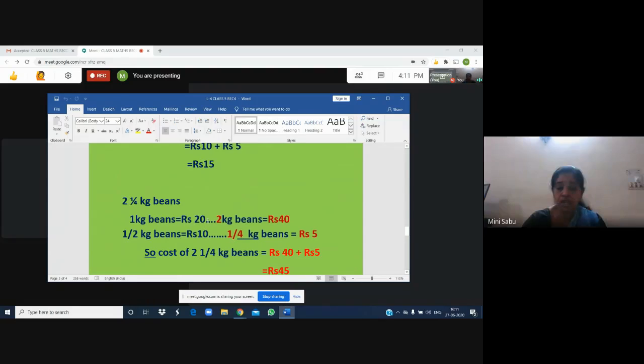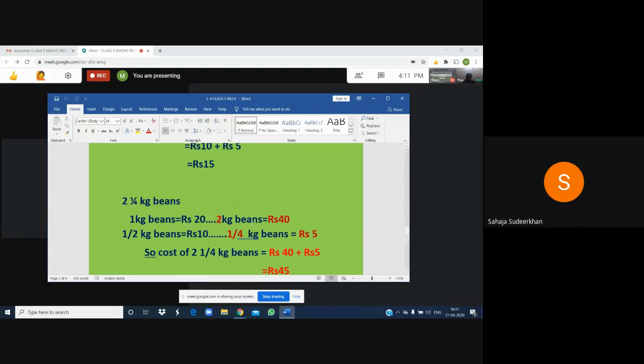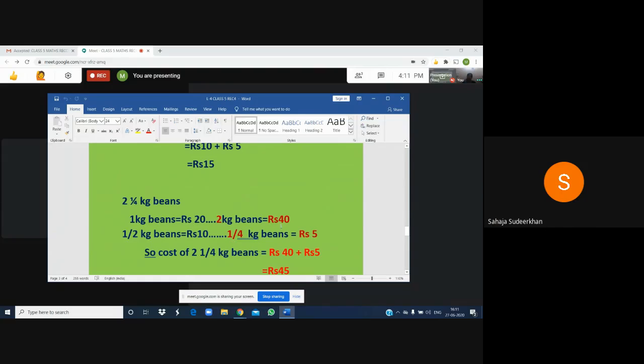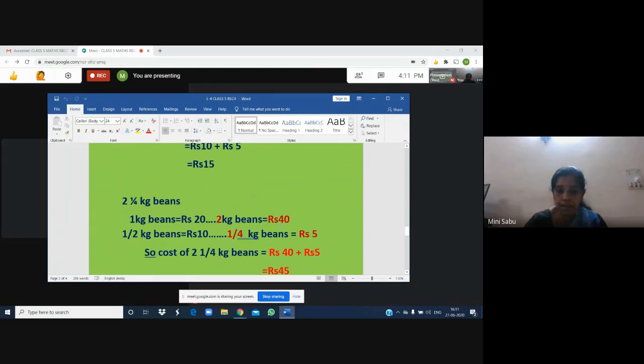If 1 kg is 20 rupees, 2 kg beans will be double. When the weight doubles, the price doubles. 1 kg became 2 kg, so 20 rupees will become 40 rupees. Clear? And we bought 2 kg for 40 rupees.